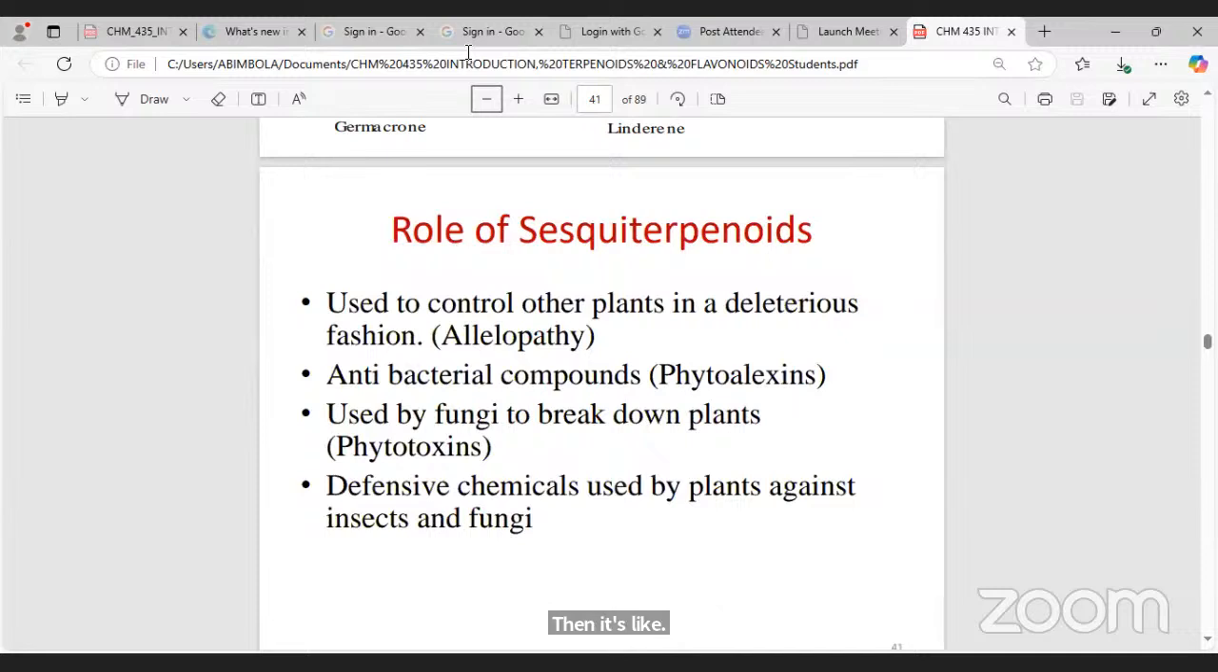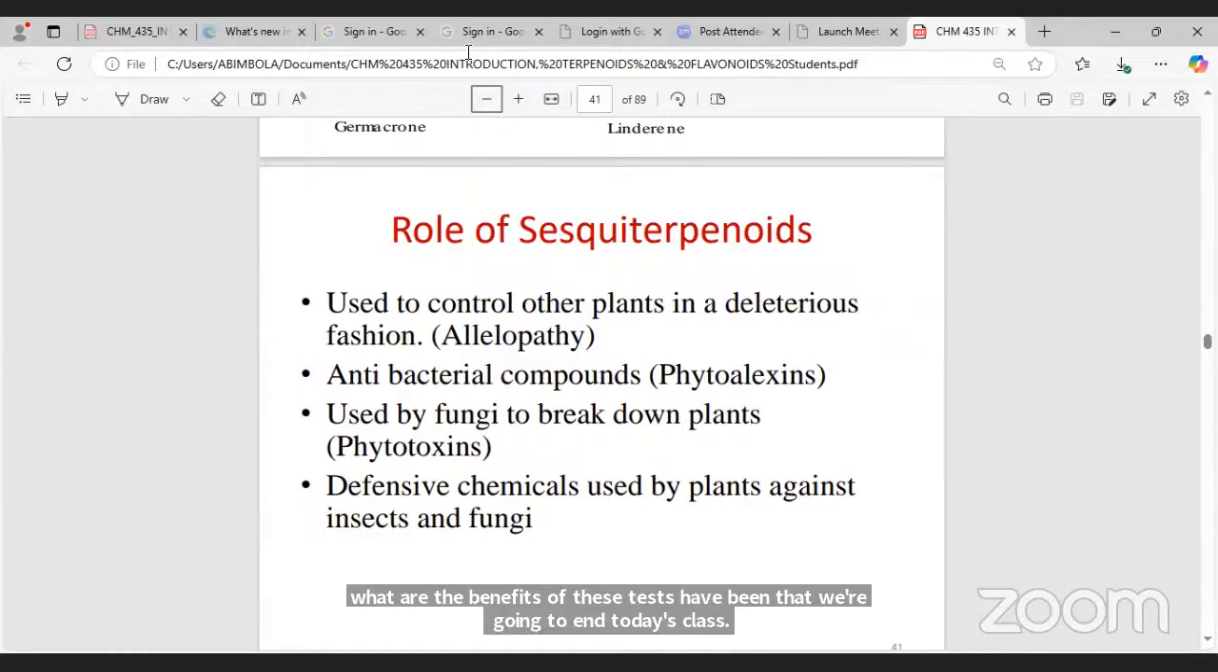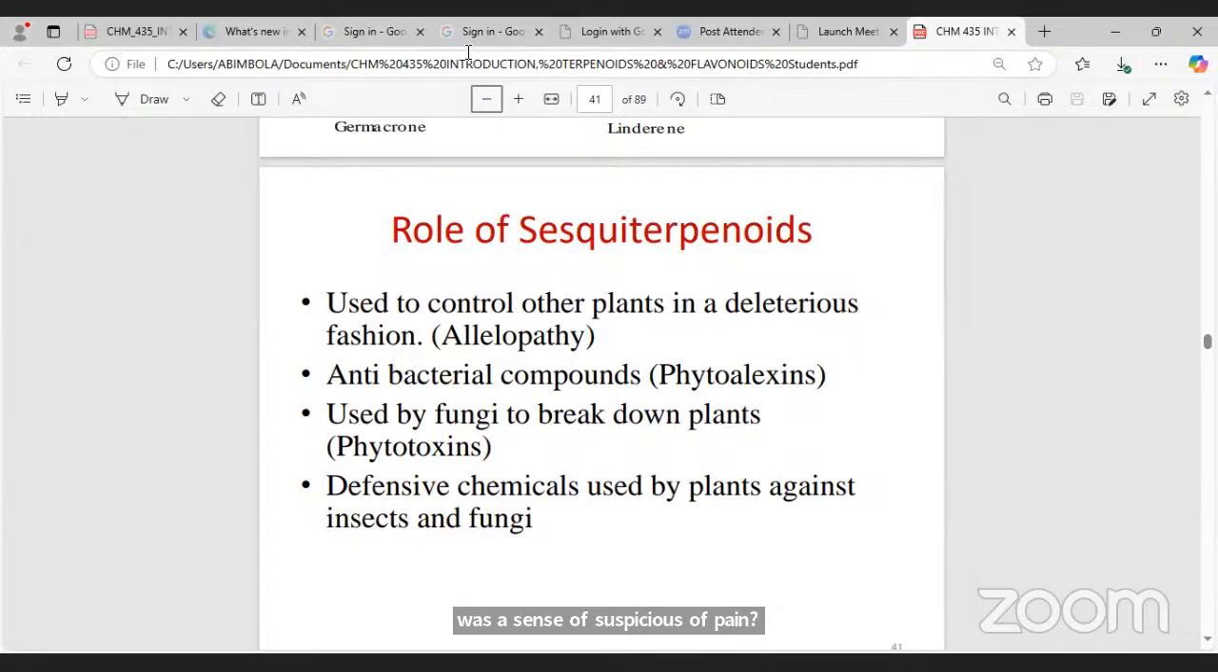So what are the benefits of this sesquiterpene? That's what we're going to end today's class with. What are the roles of sesquiterpene? Number one thing you should know is that these sesquiterpenes have a deleterious property, which we refer to as allelopathy. They are used to control other plants. Whenever you spray them, you're going to control some plants from growing, and you're going to kill plants.